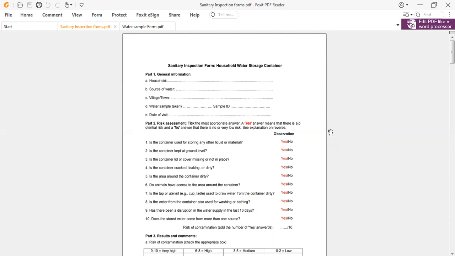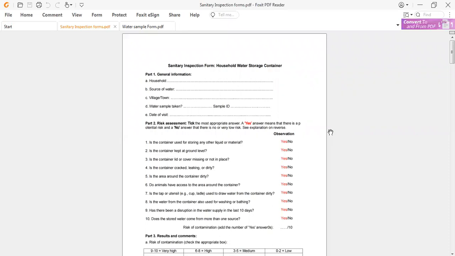Question 4 says, is the container cracked, leaking, or dirty? The container itself might not be cracked, but maybe the lid of the container is cracked. Then you will definitely tick yes, because if it's cracked, it means dirt can still percolate inside. Question 5 says, is the area around the container dirty? Normally, if the area around the container is dirty, it means there's a high possibility of dirt getting to that water someday.